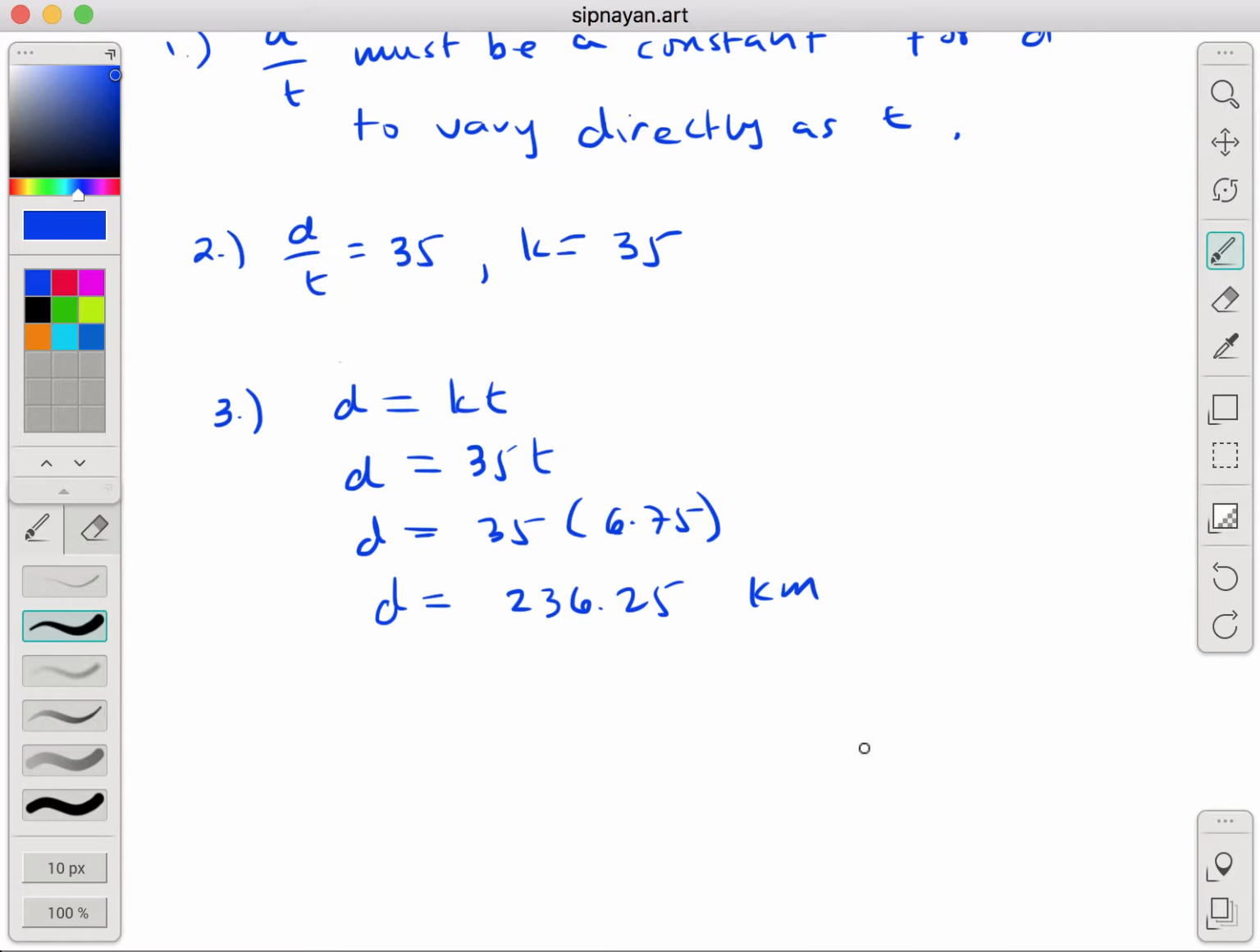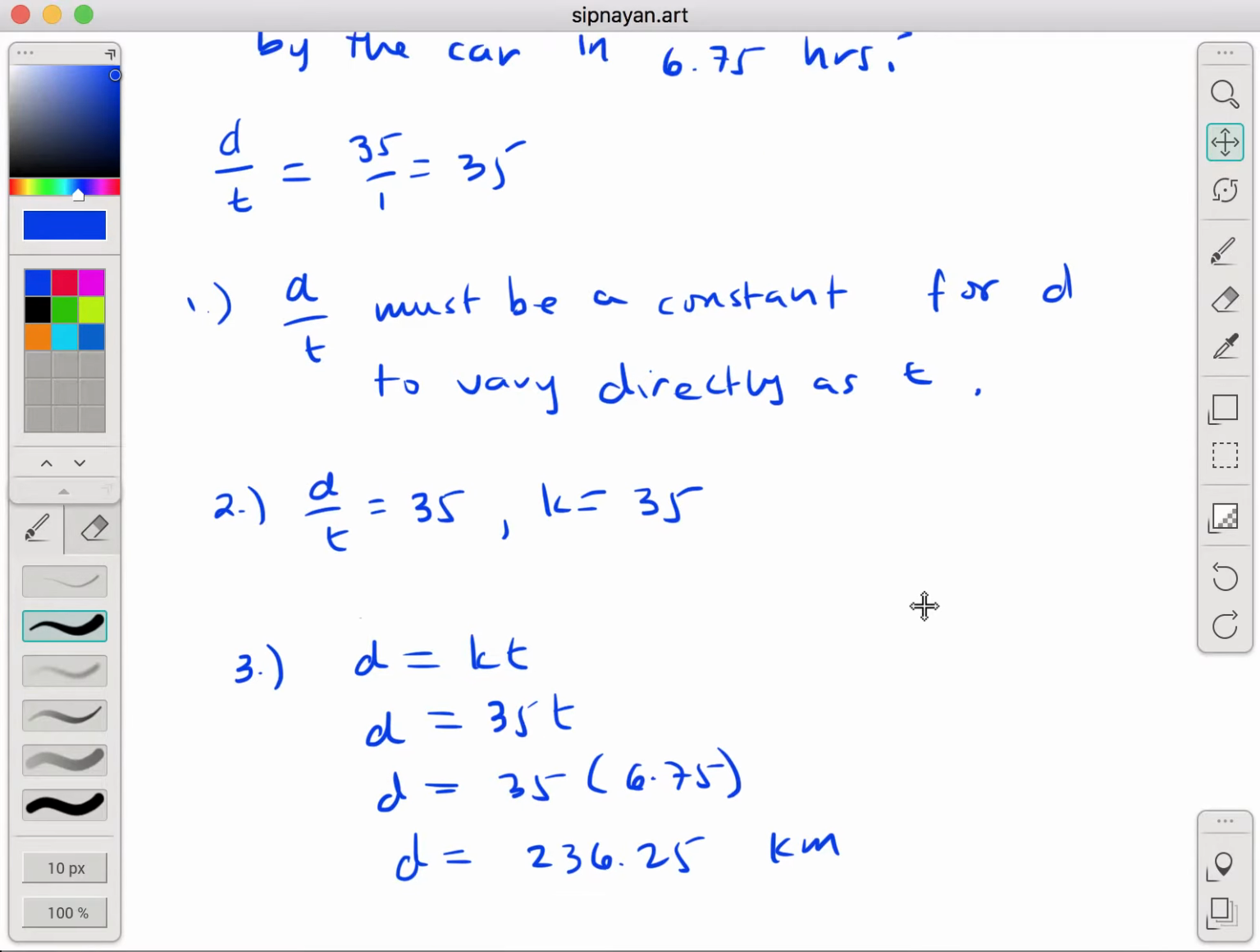Okay, so I think that's it. I hope meron kayo natutunan sa video na to. I think we'll have one more video, no, na mag-discuss ng example about direct linear variation. And then, probably we'll proceed to another type of variation.